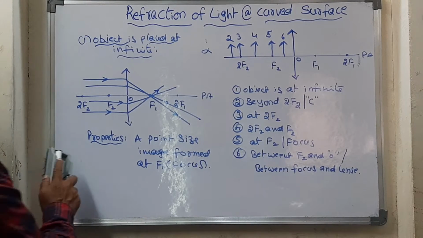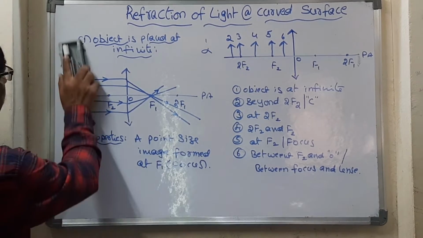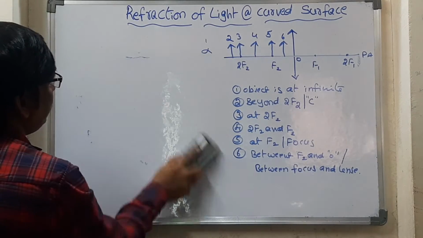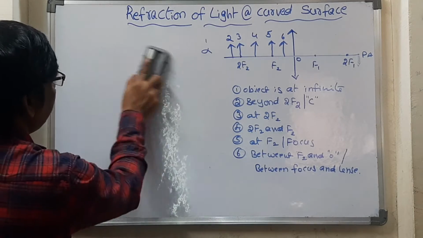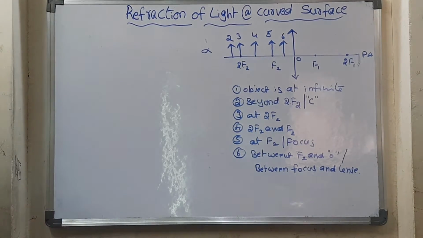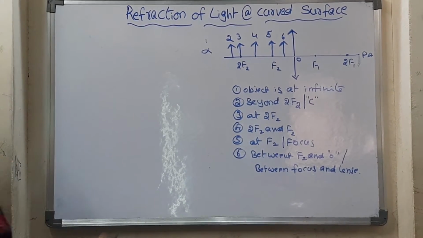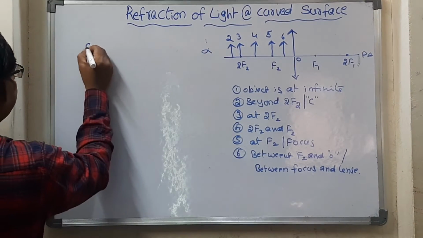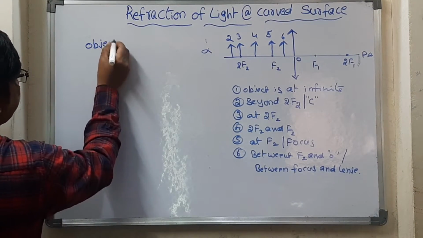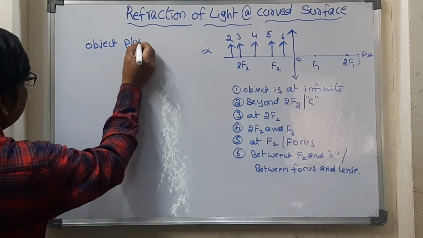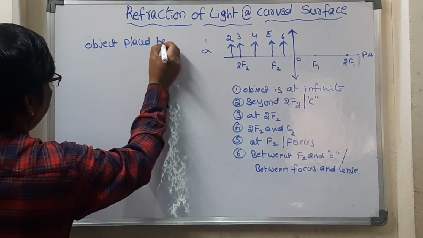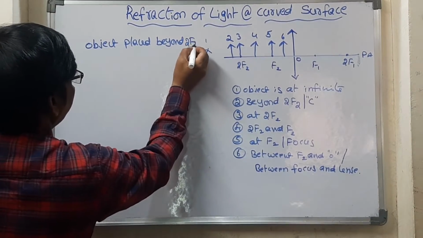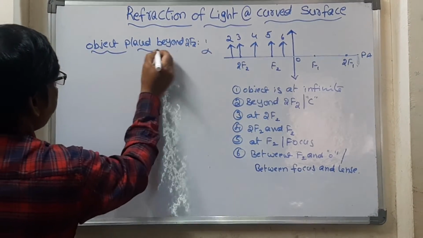This is not that much important, but afterwards we will go for the next one. And so what is the next situation? Actually the first situation has been completed. Now let us go with the next situation where the object is placed beyond 2F2. Okay, object is placed beyond 2F2.